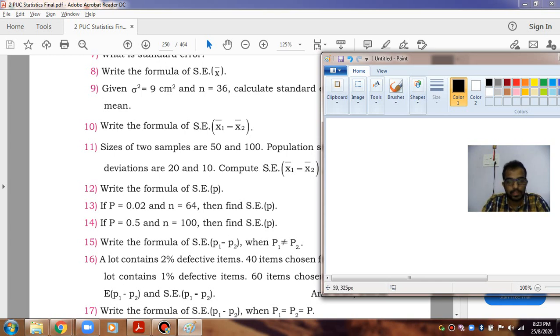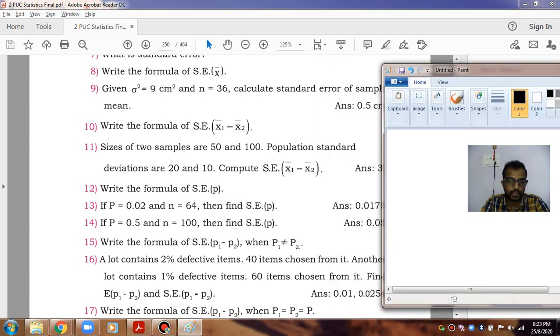And the 17th one is also easy, students. When P1 and P2 and P are equal, what's the formula? The formula for the 17th one is square root of P into Q into 1 by N1 plus 1 by N2. Very simple. That means it remains as only one question, students.